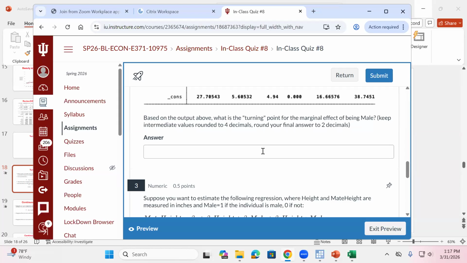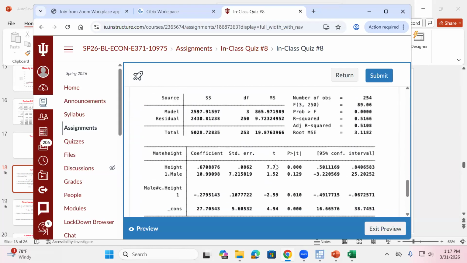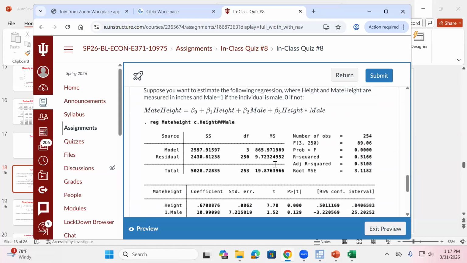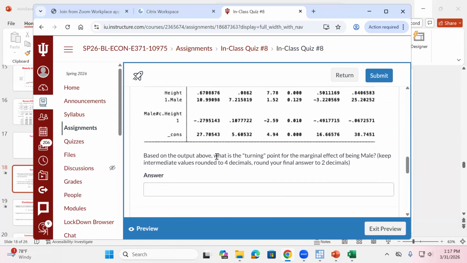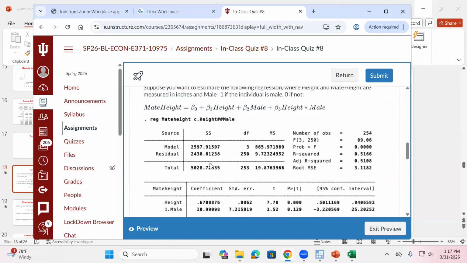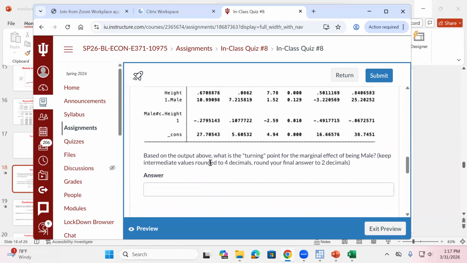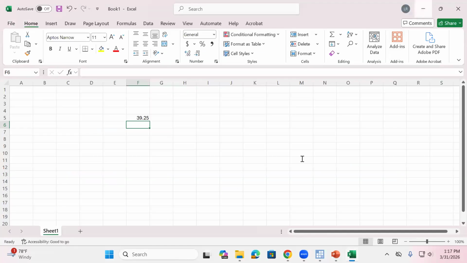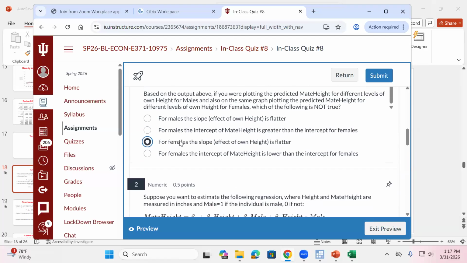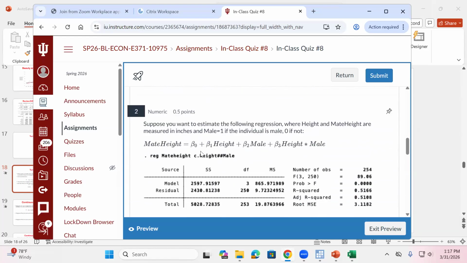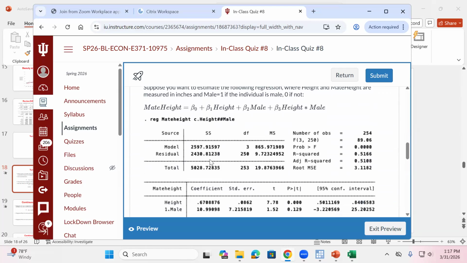Okay. So for the sake of time, we have one more question we'll work through, but just submit this quiz for the first 2 problems, and I'll adjust it once I get back to my office. As long as you got those correct answers for the first 2, you'll get the full points for today. So we just worked through this one, found that turning point of 39.25. We said the only one that wasn't true up here was that the female slope is flat. Okay.